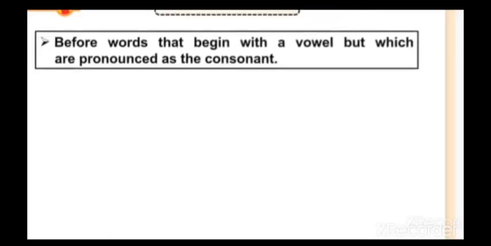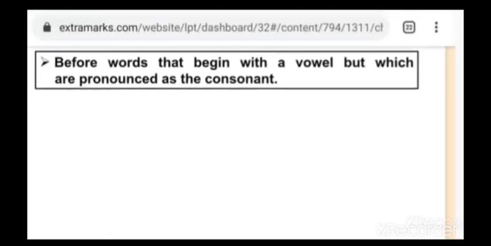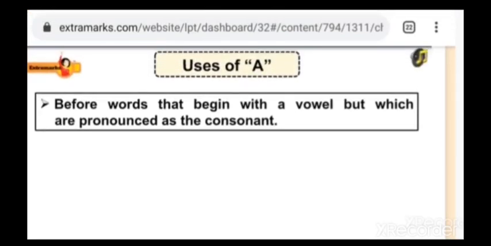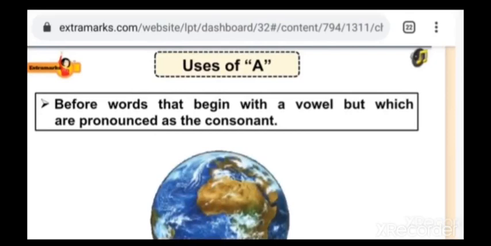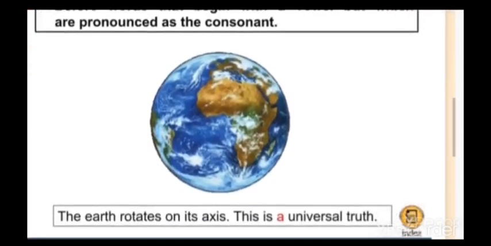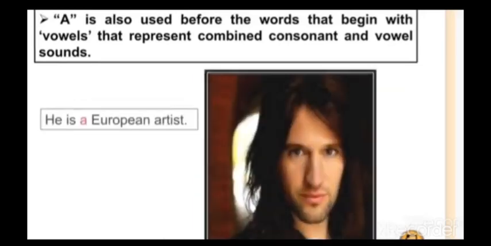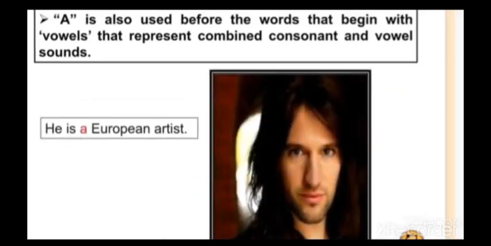The indefinite article a is used before words that begin with a vowel but which are pronounced as the consonant. Study the following example. The earth rotates on its axis. This is a universal truth. A is also used before the words that begin with vowels that represent combined consonant and vowel sounds. For example, he is a European artist.